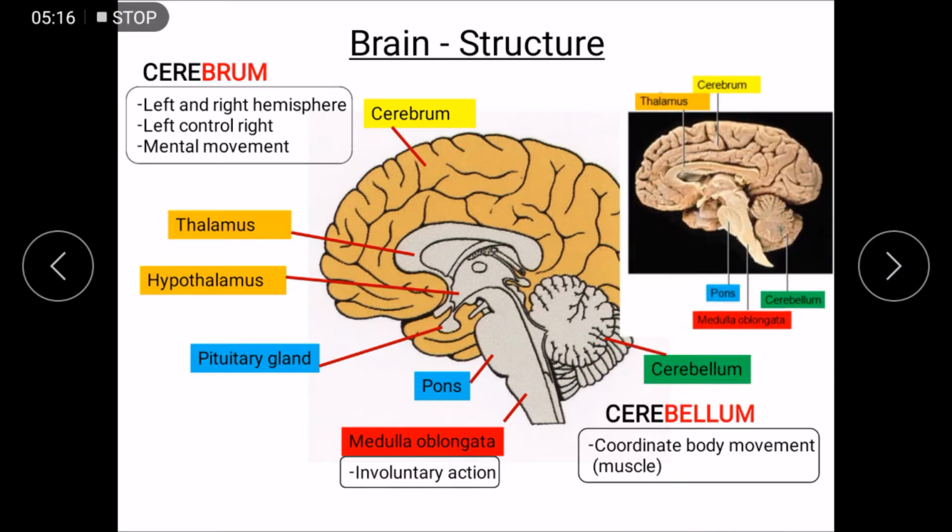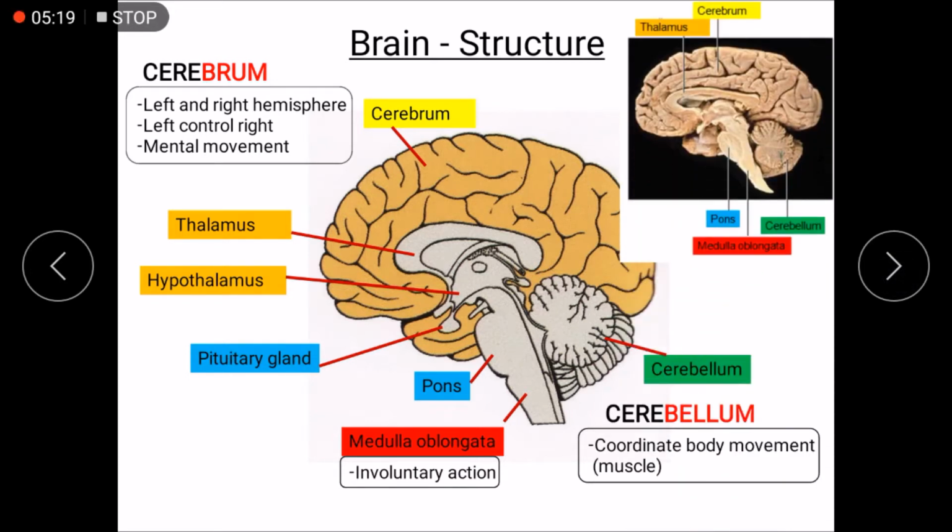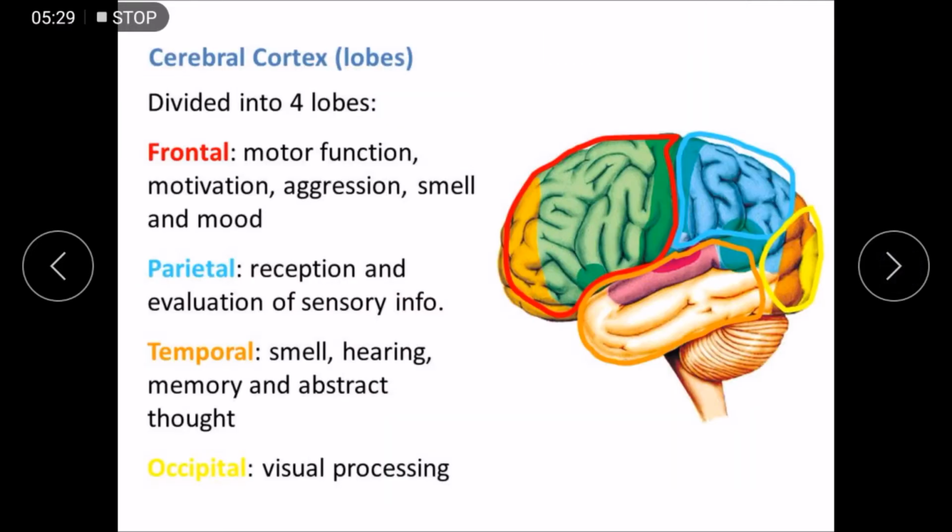Okay, so these are the real parts. The real brain doesn't have color. It's actually just white to yellowish, the color of the cells. Now we see the big brain, or the cerebrum.